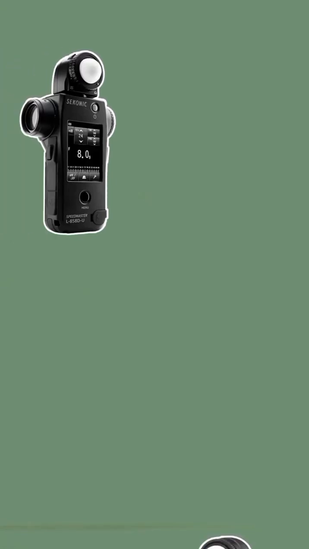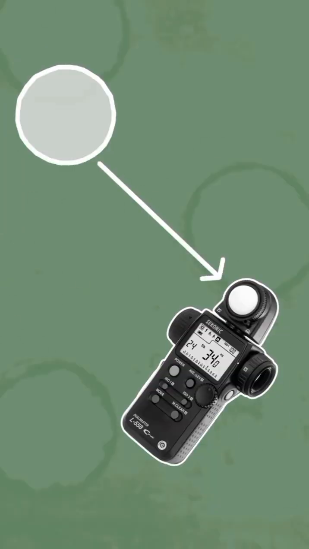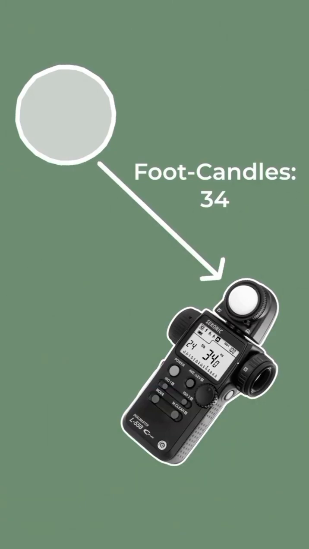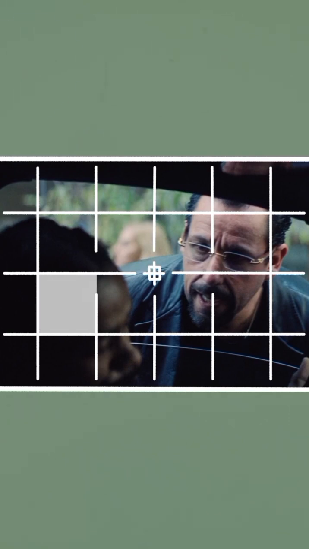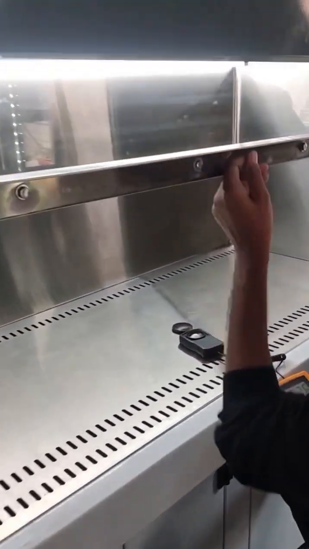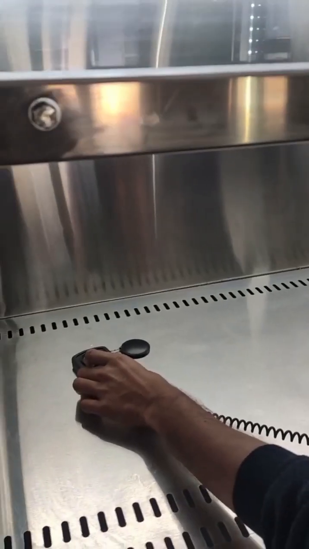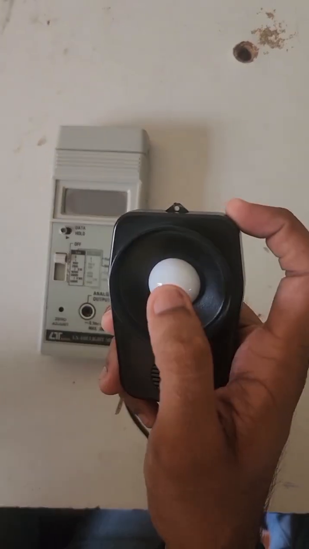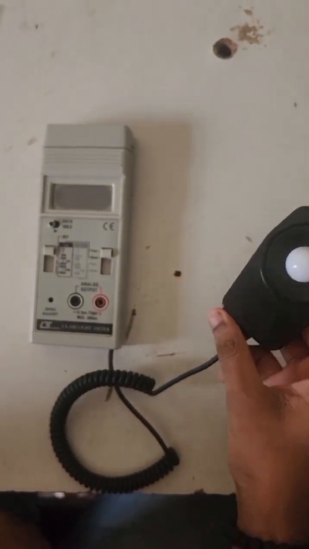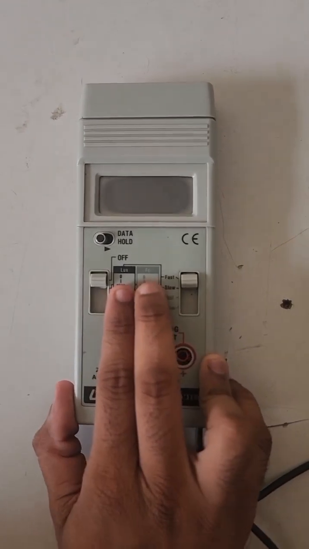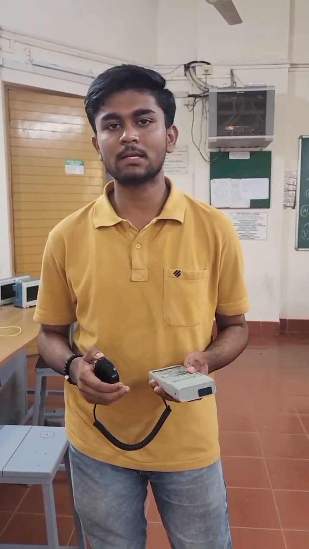The applications of lux meters are photography and cinematography. Lux meters are used to ensure that the light conditions are adequate for photography and cinematography. Industrial settings: lux meters are used to monitor the lighting conditions in industrial settings to ensure that they meet safety and productivity requirements. Home automation: lux meters can be used in home automation systems to adjust the lighting levels automatically based on the ambient light intensity. So let us see how exactly this lux meter works.